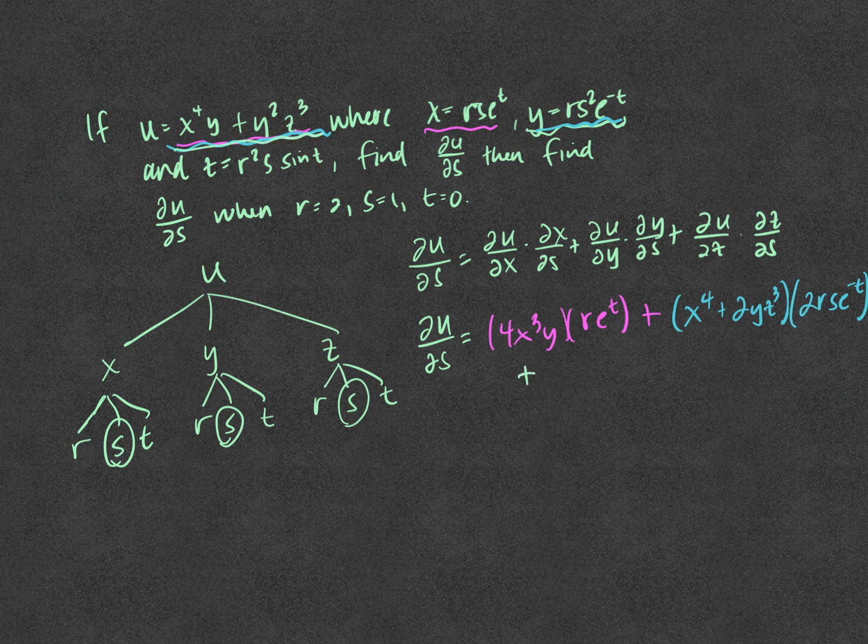And then we're going to say plus, we're going to go back to the u and take the derivative with respect to z. The first term is 0. The second term, the derivative of z to the third is 3z squared, so we get 3y squared z squared. And the derivative of z with respect to s is 1, so we get r squared sine t.